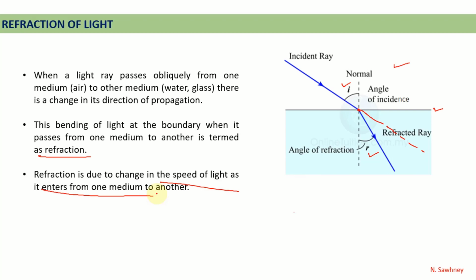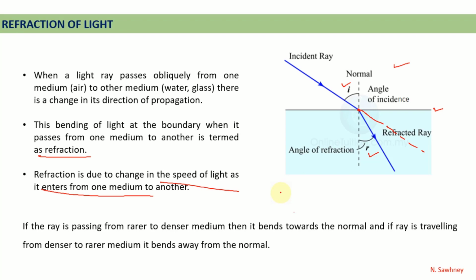So, we can say that the incident ray changes its direction or bends in the another medium because the speed of light in that medium is different from the earlier medium. So, due to this change in the speed of light, the incident ray appears to be bent either towards the normal or away from the normal.